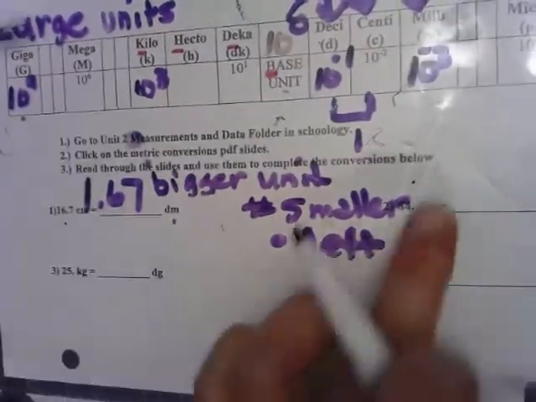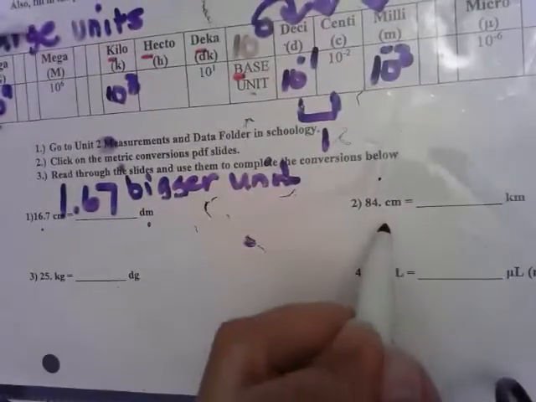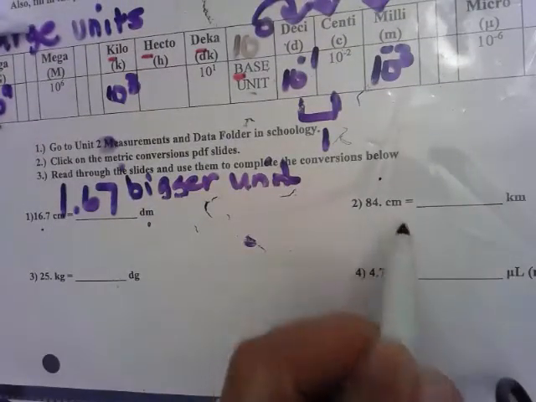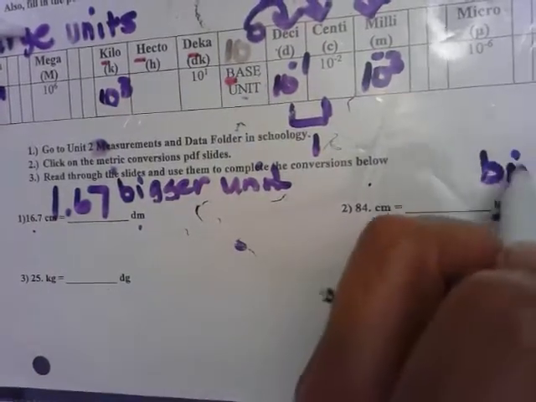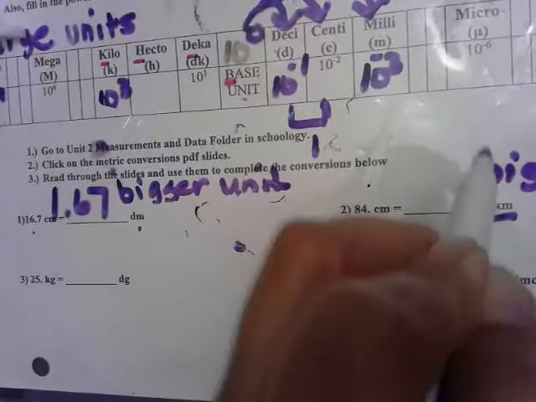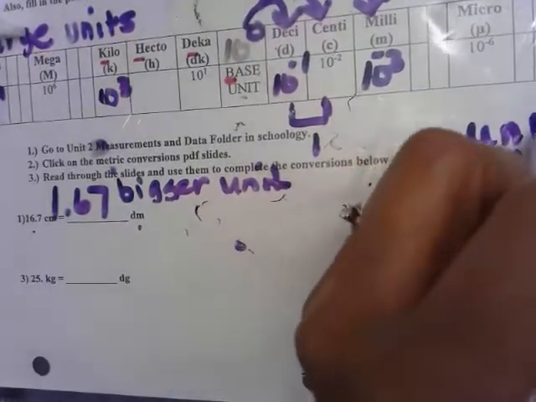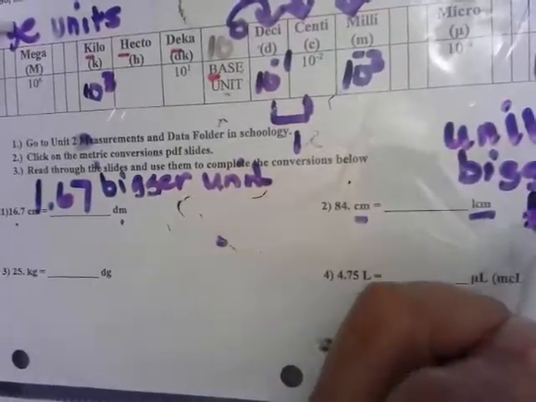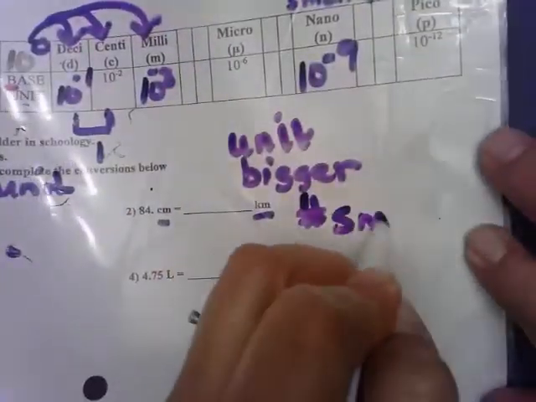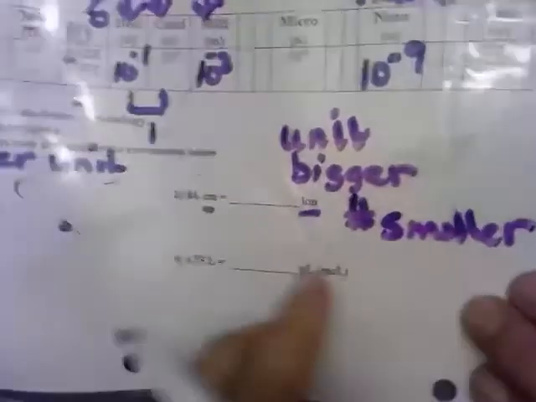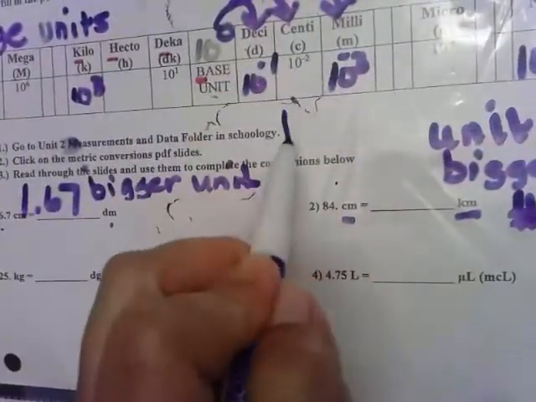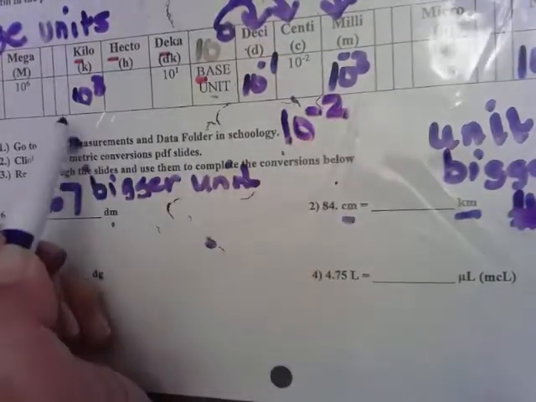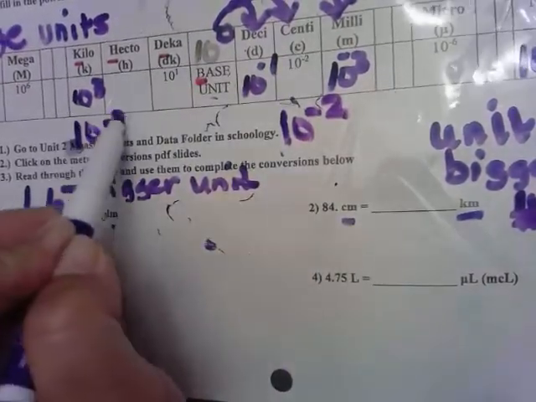Okay, if we do another example here, we're going to go 84 centimeters to kilometer. And kilometer is bigger. Okay, since the unit is getting bigger, then my number is going to get smaller. Now you have to figure out how many places apart. So we're going to do centi, which is 10 to the minus 2, and kilo is 10 to the third.